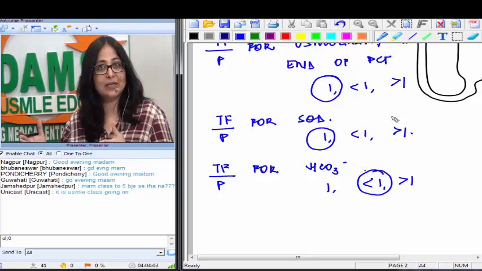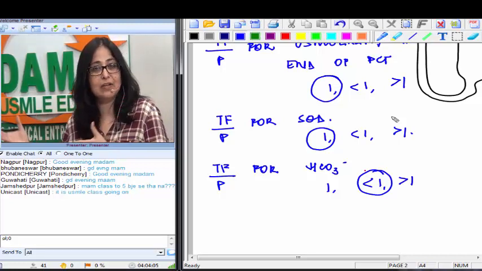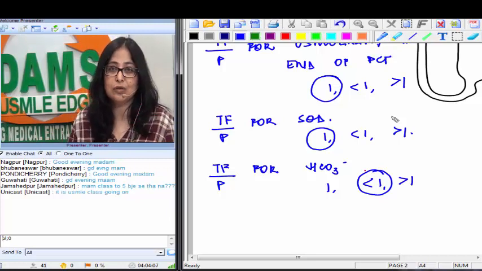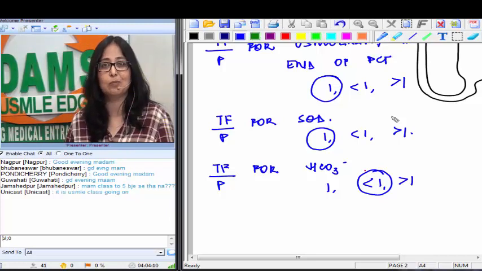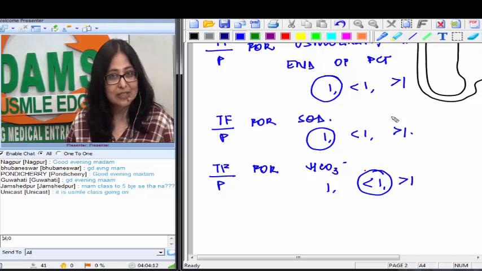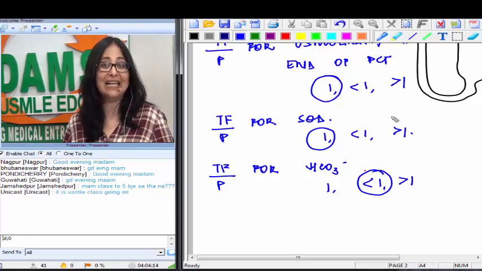You have to look at the relative absorption of the two substances, the solute and water. Both absorb to the same extent, TF by P ratio 1. If the absorption of the solute is more than the absorption of water, the TF concentration will decrease, TF by P ratio will become less than 1.